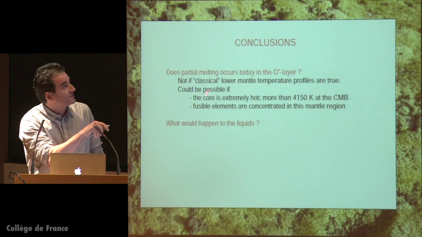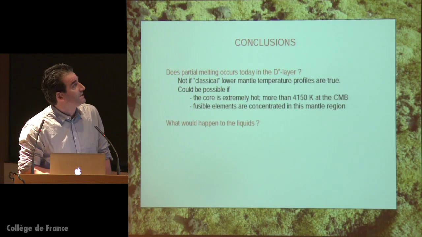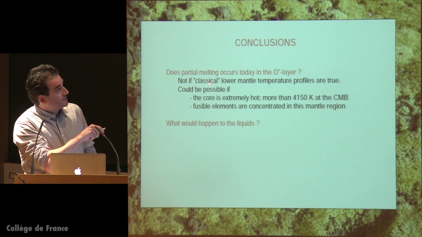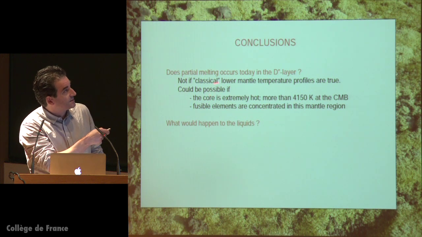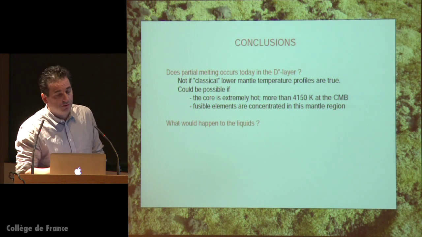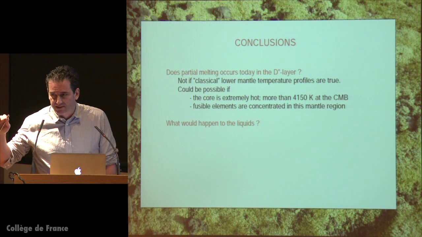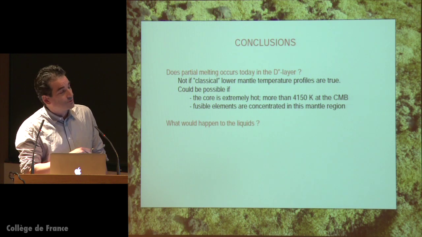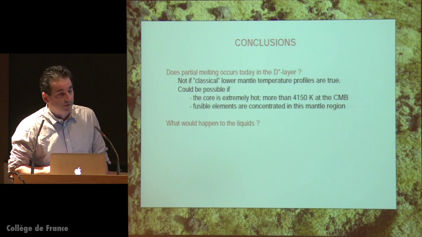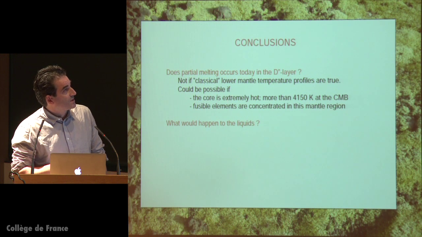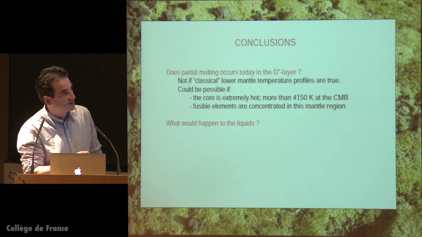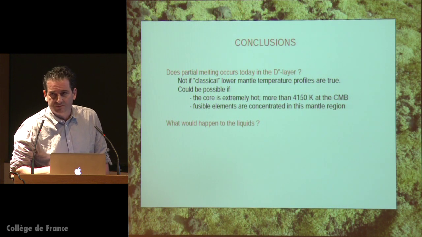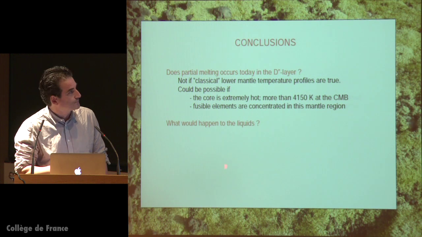And I will make some preliminary conclusions for this part, where maybe the classical view may be wrong, but the classical still exists. And in this case, if the classical thermal profiles are correct, then there should be no melting in the D double prime layer. And the core can be hot, or the D double prime can contain fusible elements, lowering the melting point. In this case, we could certainly have some partial melt.